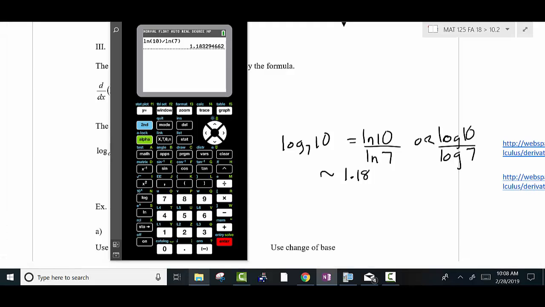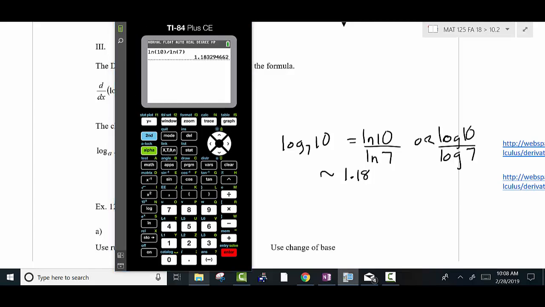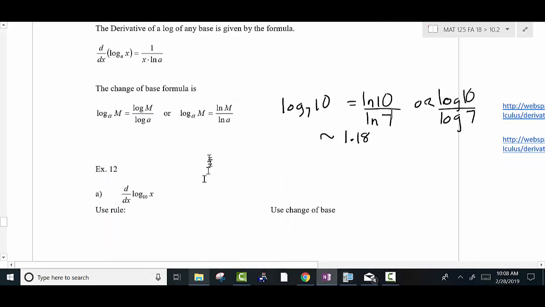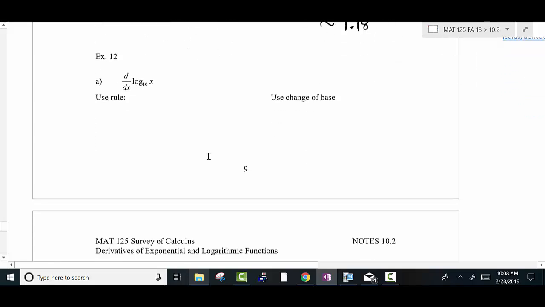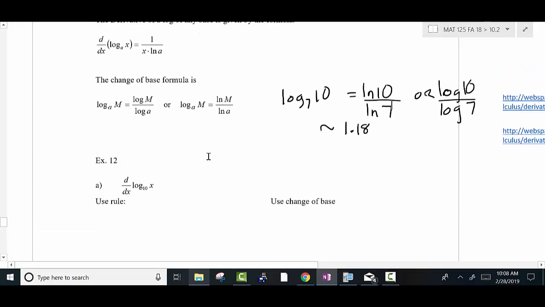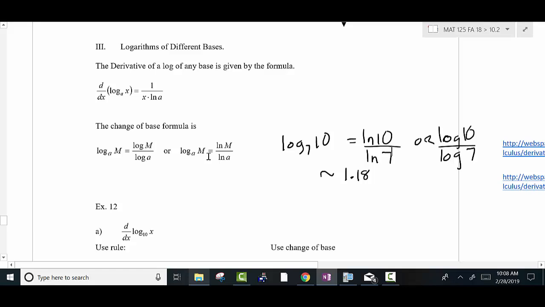The reason I want to go over the change of base formulas is because we have to learn one more derivative rule in this section, and it has to do with the change of base formula. So let's go down to this example here, and let me show you how this goes. The rule basically goes like this.